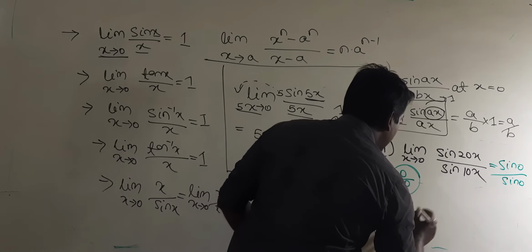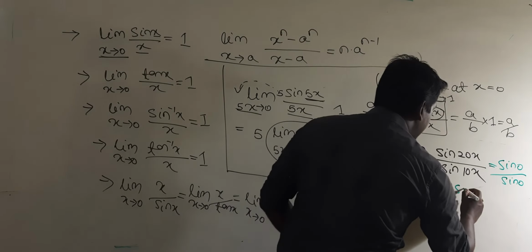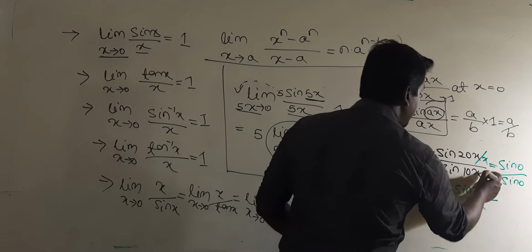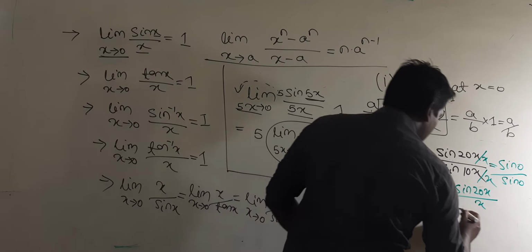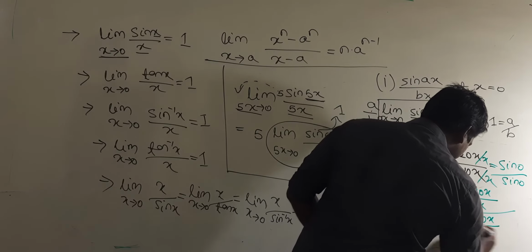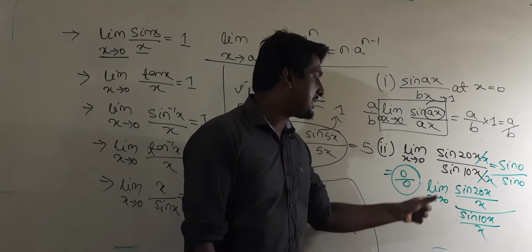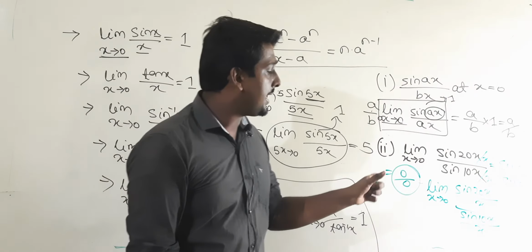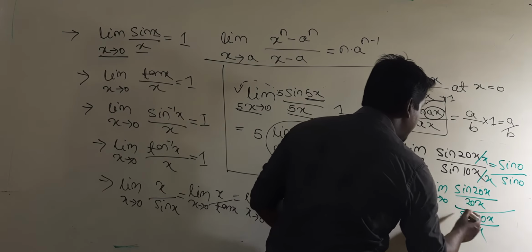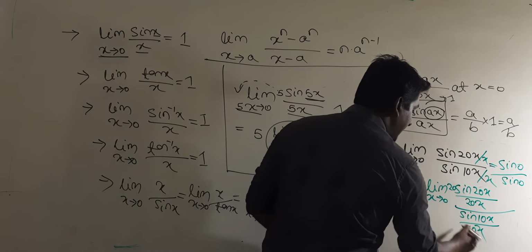So over here what I am going to do, I am going to write x tends to 0. For sin 20x, let's divide by x in the numerator and in the denominator. So I am writing it, limit x tends to 0 sin 20x by x divided by sin 10x by x. So for the numerator part, limit sin 20x by x, I need a 20x in the denominator. But in fact, what is present is only x, that's why I am dividing by 20 and multiplying by 20 over here. Just like that, I need a 10 over here, so dividing by 10 and multiplying by 10 over here.